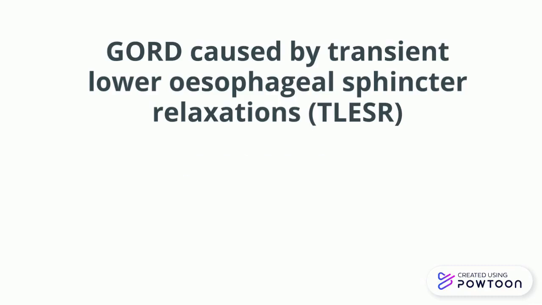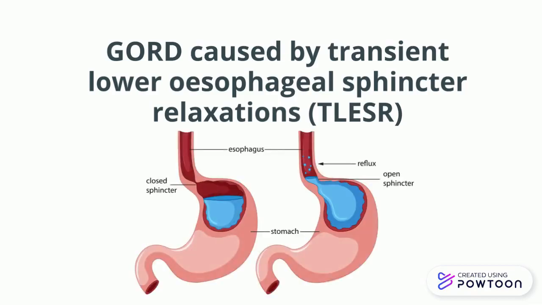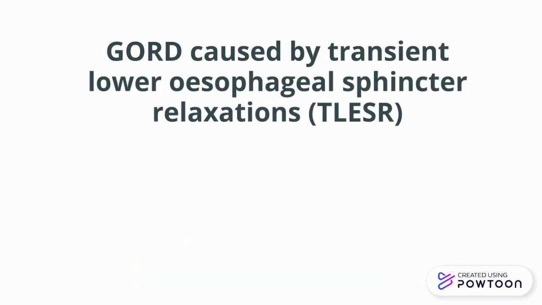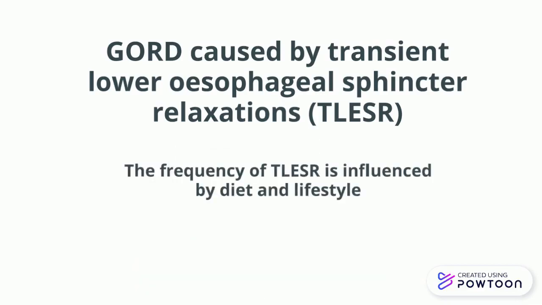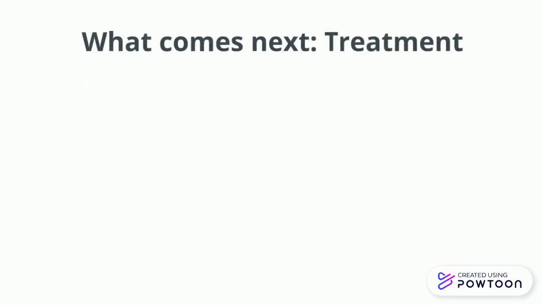In this mechanism, acidic contents are able to enter the esophagus from the stomach, causing damage to the LOS and to the esophageal membrane. The frequency of TLESR is influenced by diet and lifestyle. Consumption of fatty foods and alcohol, smoking, and obesity are the primary contributors. But what happens now, and how can you manage your GORD?